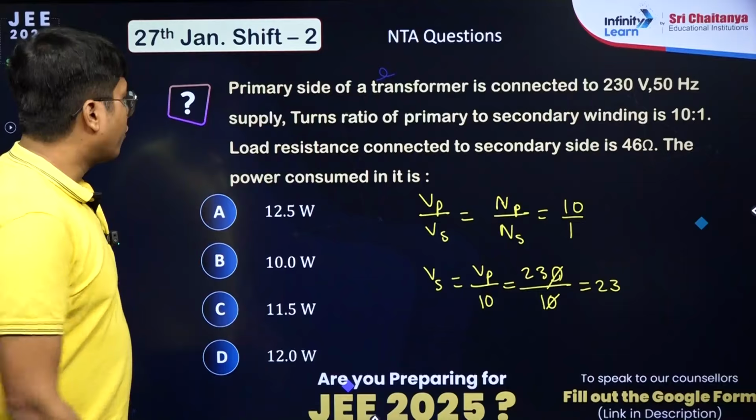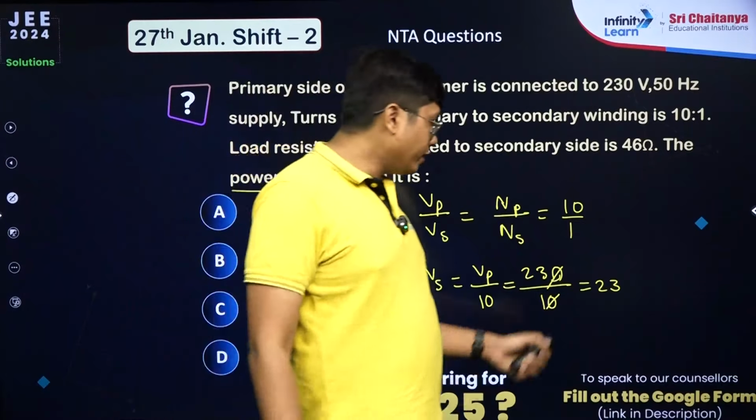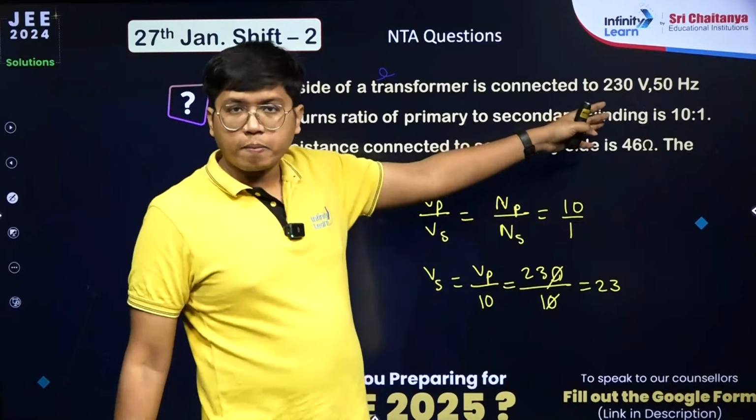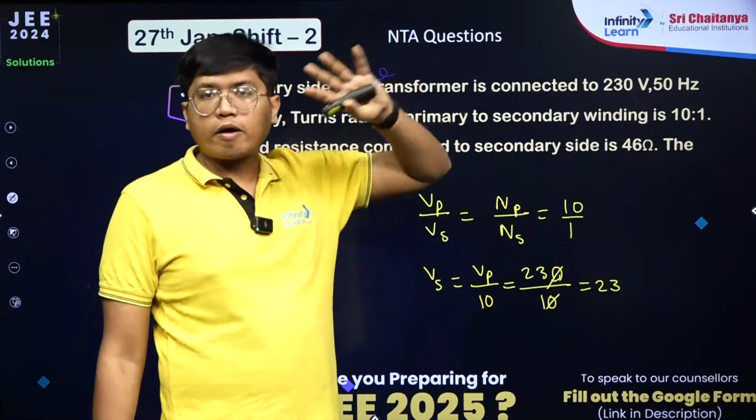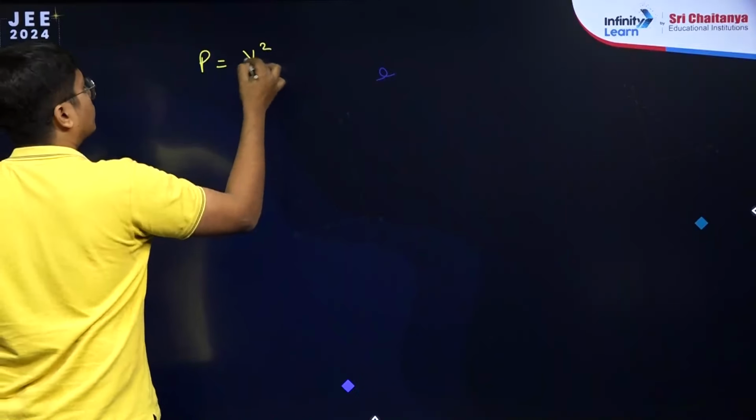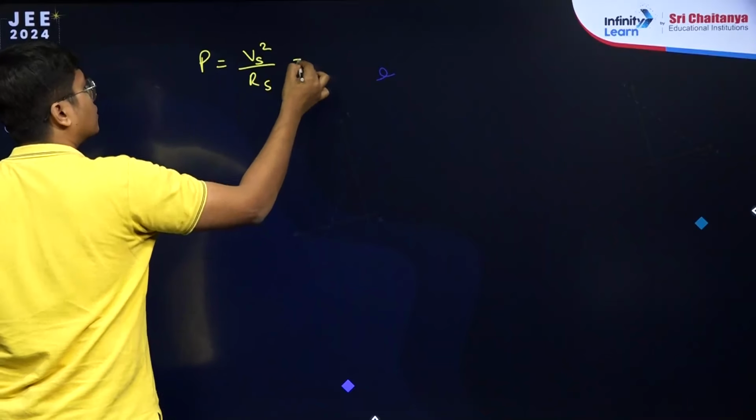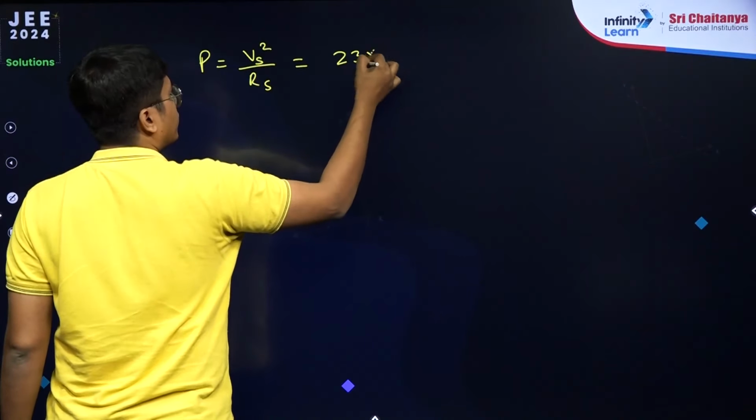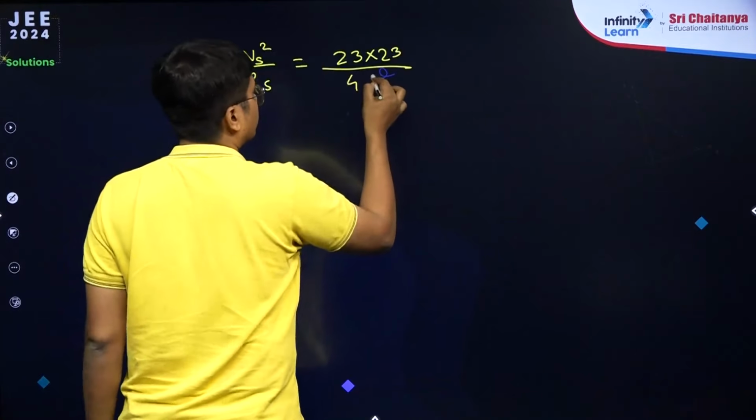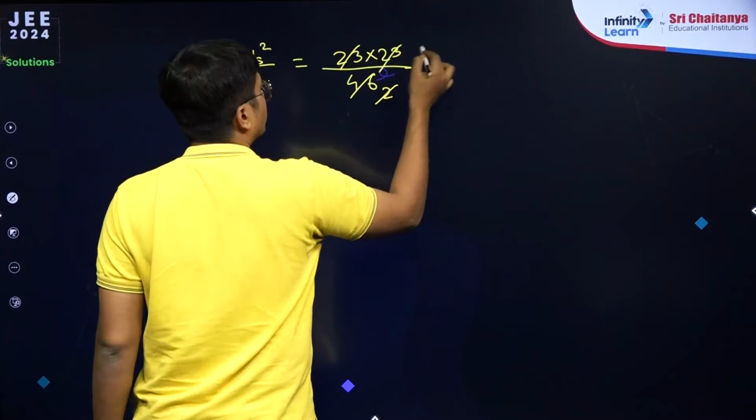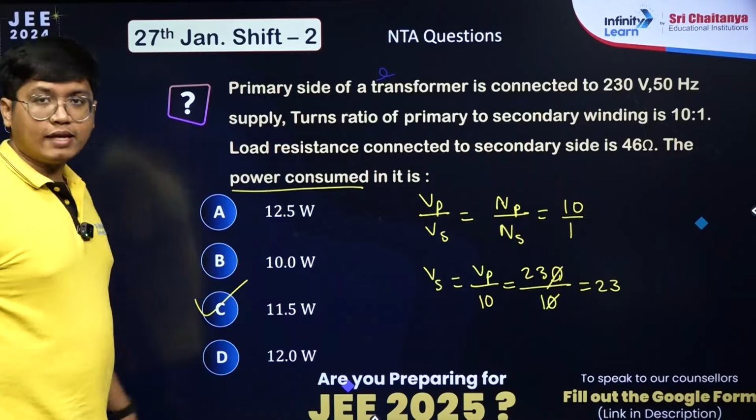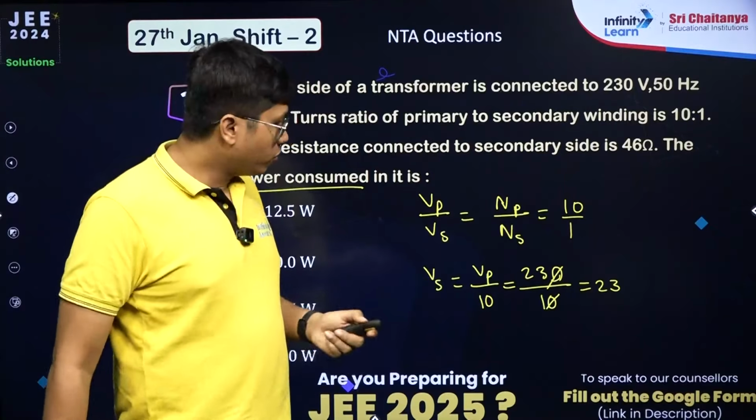Now you want the power consumed in the secondary circuit. In the secondary circuit, this is the RMS voltage. There's only resistance, so you don't need to worry about power factor and everything. You can directly go for the power consumed as Vs square by Rs. Vs we got as 23, so 23 into 23 divided by the resistance, which is 46 ohm. 2 goes with the 23 to leave behind 11.5. So it is option C. It is 11.5 over here. Okay. How about we move on to the next one?